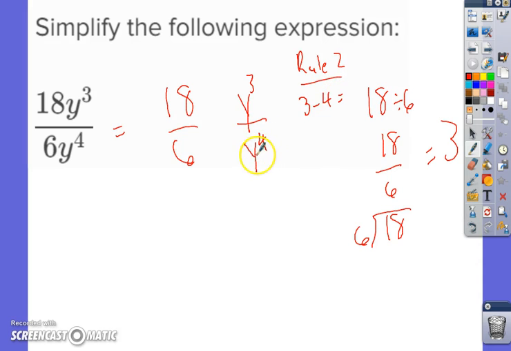Again, I have one more y on the bottom than I do on the top, and that makes sense because my exponent's going to be negative 1, which says that there's 1 y on the bottom. So 18 over 6 makes 3, and then y to the 3 minus 4 is negative 1. Let me clean that up a little bit. An alternative way of writing this would be 3 over y. I think Khan Academy will accept either way, so let's see if it will.